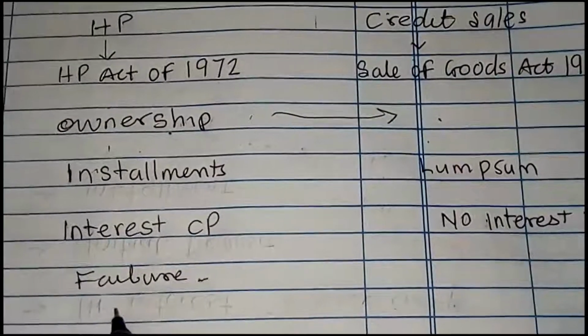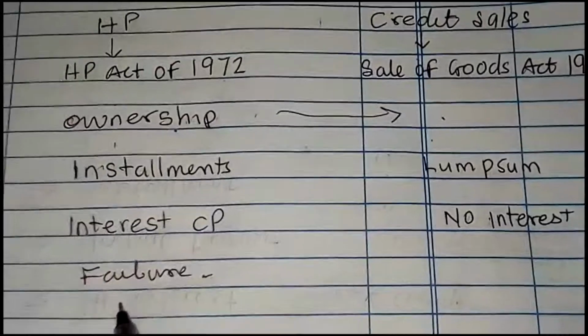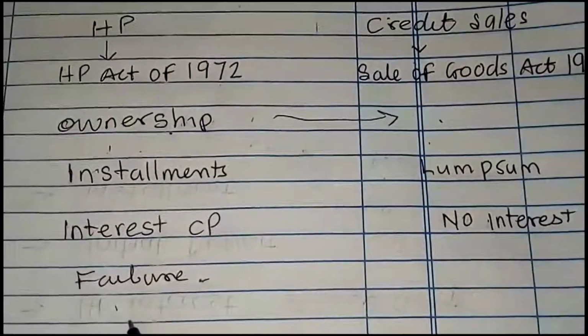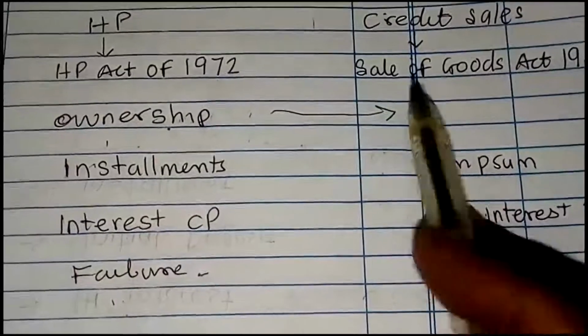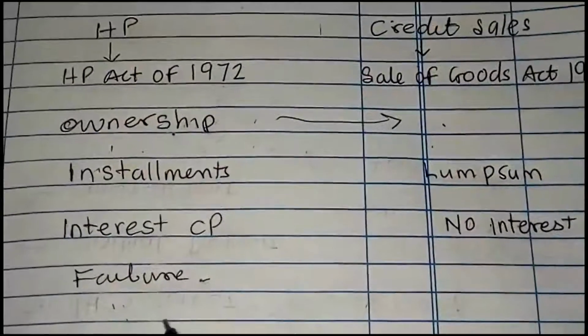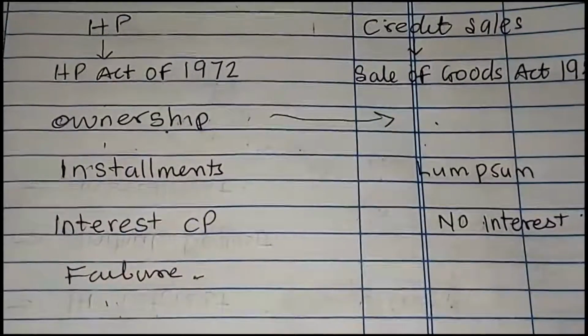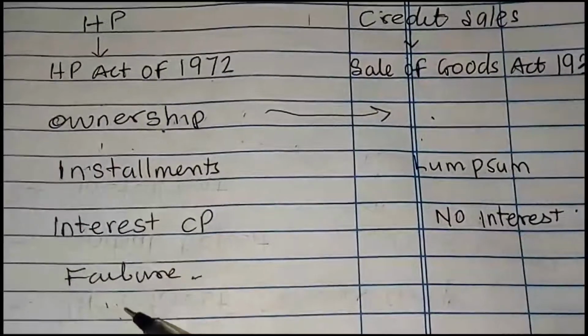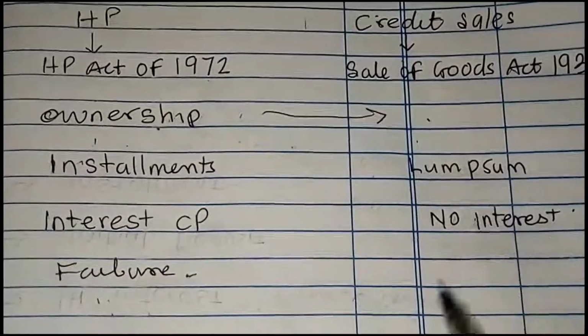In hire purchase, once the buyer fails to pay the installments for a particular period, the seller has the right to withdraw the goods, then he will forfeit what he has been paying from the beginning of the contract. But it is not so in credit sales.